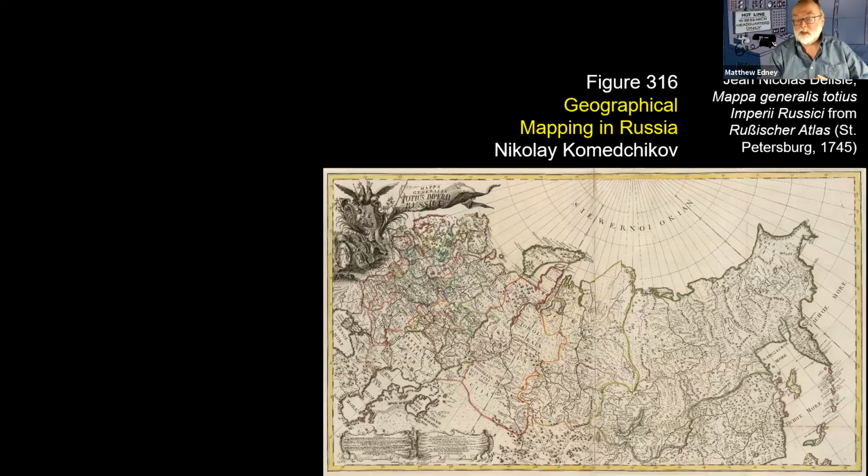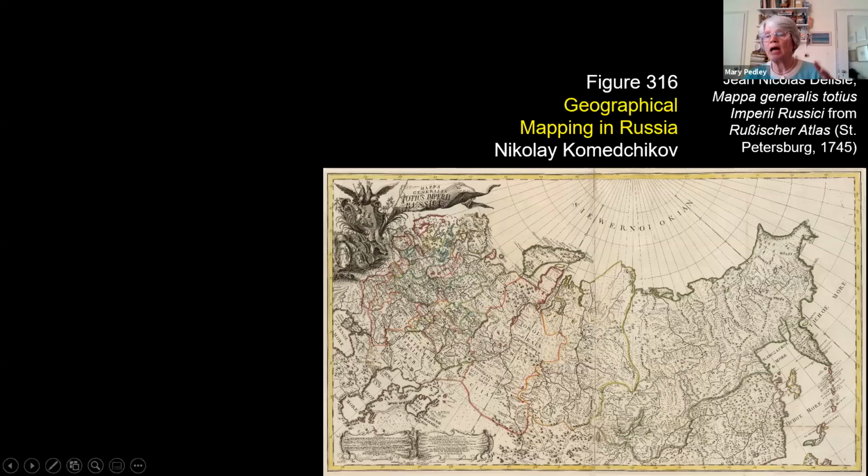And so here's Jean-Nicolas Delisle's large map of Russia, published in 1745 as part of an atlas. Again, a systematic collection of maps that were intended to be sold as a set and consumed as a set, to give you an overview map like this, but also then more detailed regional maps of all the different provinces. So a geographical map is a map that I like to think of at a kind of zoomed out scale.